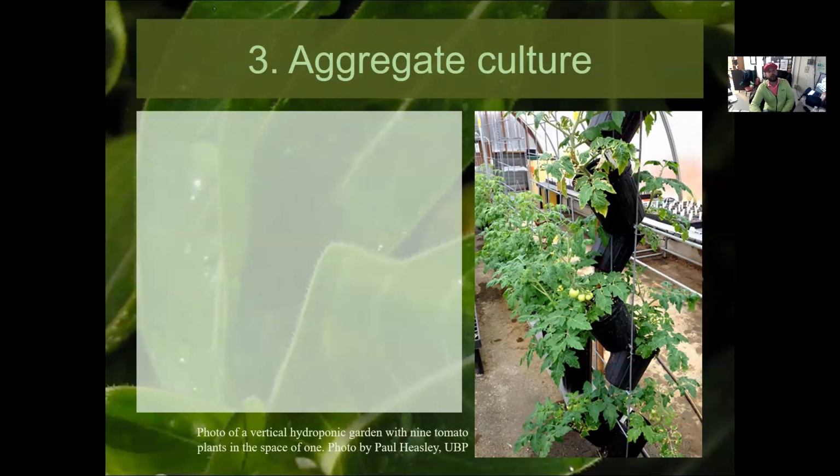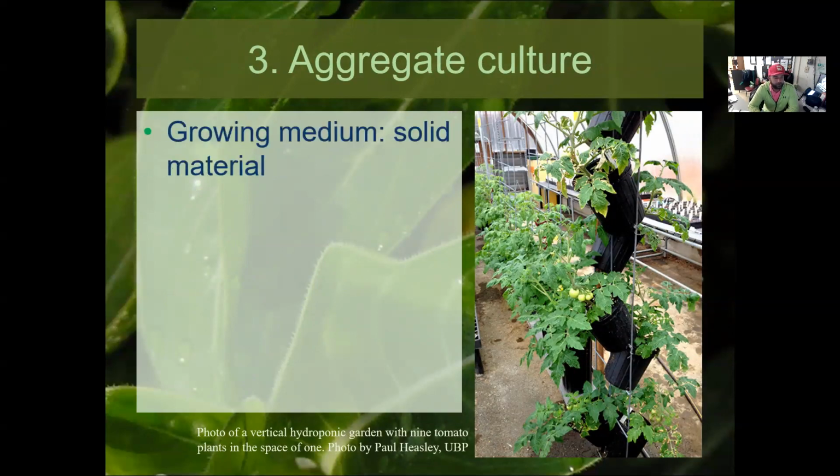Now, moving on into aggregate culture. We have a vertical hydroponic garden with 9 tomato plants in the space of 1. So using these systems, you can actually have a lot more room for plants. In this class, the system we're going to be using is a PVC one, like I said, and that irrigation system will turn to drip over time once plants get too big for our hydroponic system.